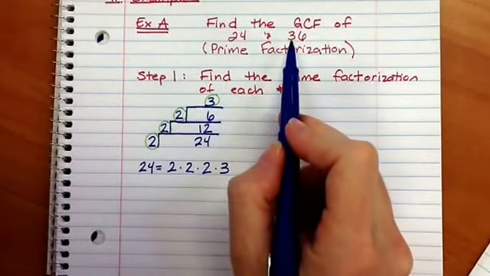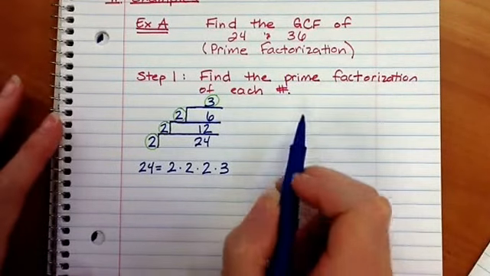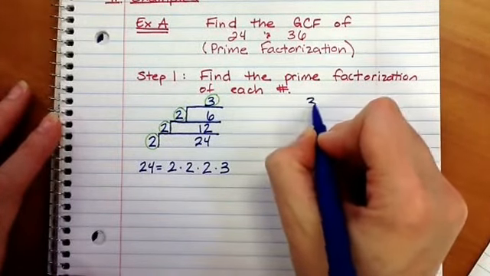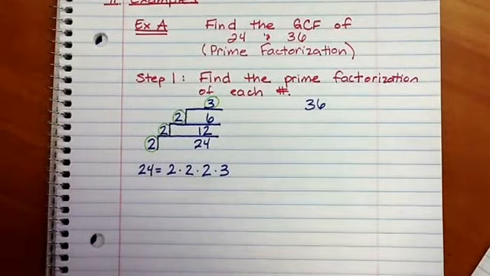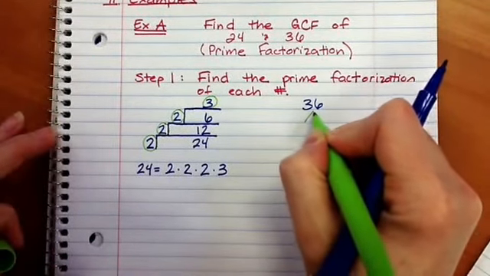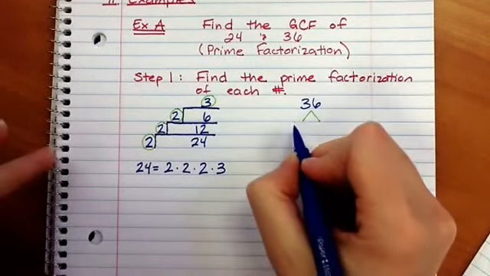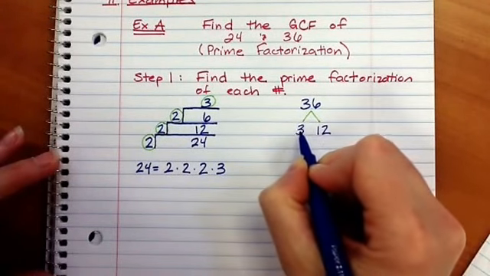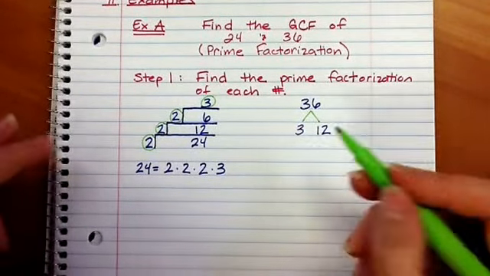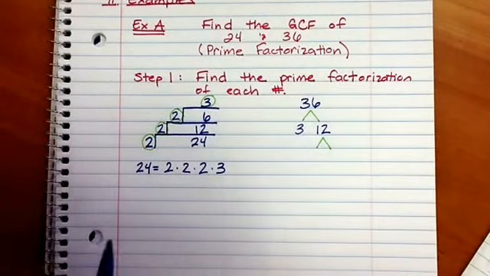Now I have to do the same thing with 36, and I said I would do both methods, so I'm going to do the tree method over here, just to refresh our memory. So I put 36 at the top of my tree, and I pull out some branches. And I ask myself, what two numbers can I multiply to get 36? Well, I know 3 can go into 36 12 times. 3 is prime, so I make a branch off of 12 because that is composite and has more factors.